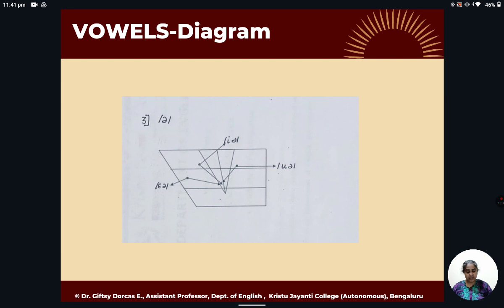Next is air. This sound is described as a glide from a front half open unrounded vowel to a central unrounded vowel between half closed and half open position. So it occurs initially, medially, and finally in the words aeroplane, careful, and care. So this was a description about the diphthongs.